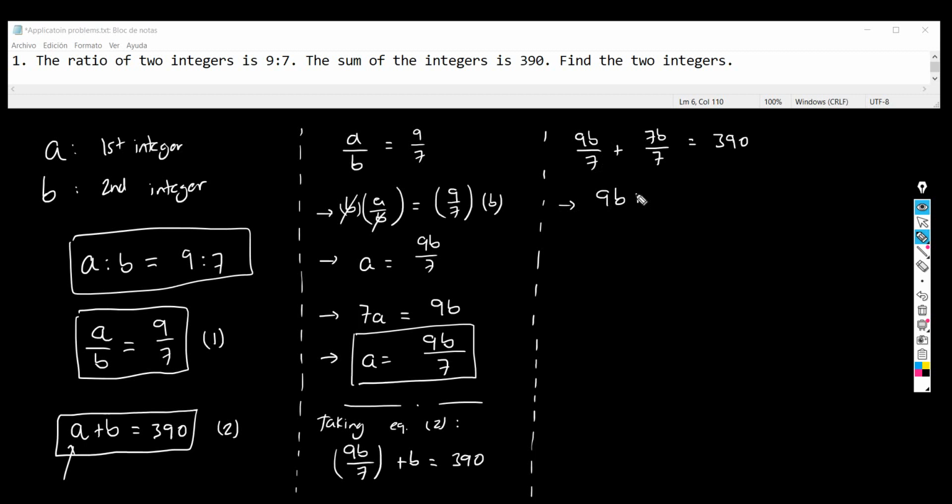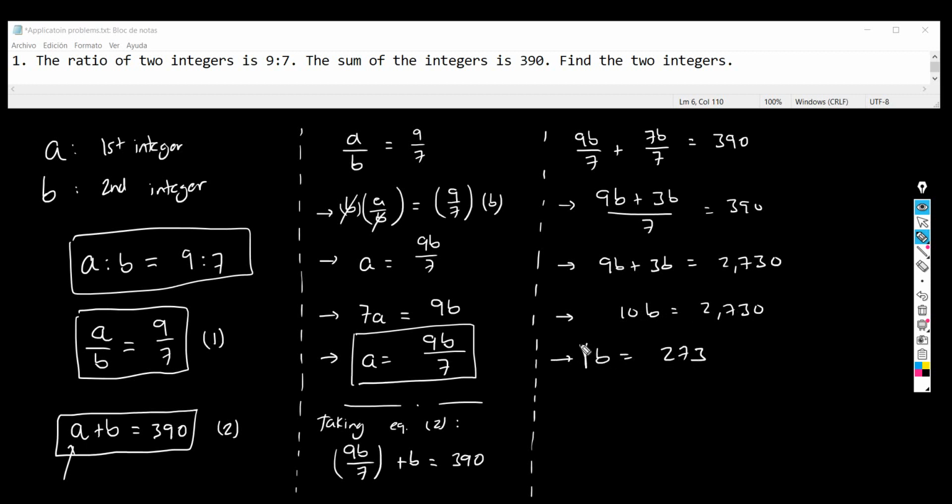So I'm going to get 9b plus 7b over 7 equals 390. And then I'm going to multiply both sides, this side and this side, by 7. And I'm going to get the following: 2,730, and then we have 10b equals this much, and therefore b equals 273. So we have found b. We have found my second integer.